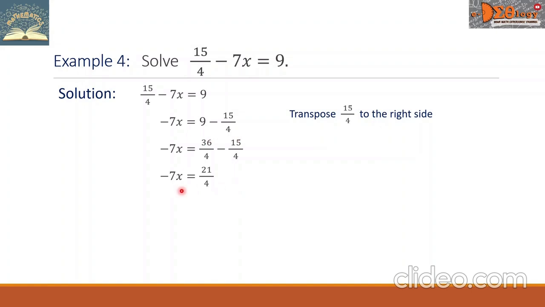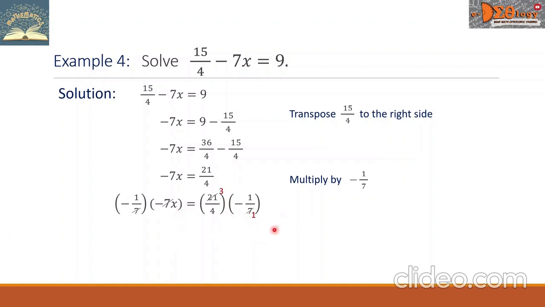And from here, we're going to divide this equation by negative 7. Since our right-hand side is a fraction, let us multiply this equation by negative 1 over 7. So it becomes like this. Then we simplify the left side as negative times negative becomes positive. Then we cancel 7 and 7. Therefore, the left-hand side is simplified as x. On the right-hand side, we can cancel 21 by 7. 21 becomes 3, while 7 becomes 1.